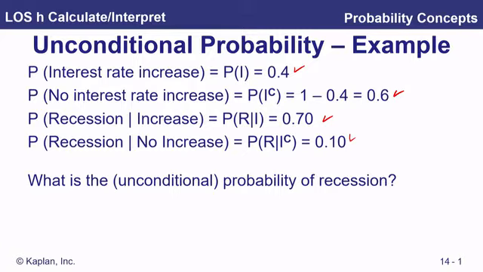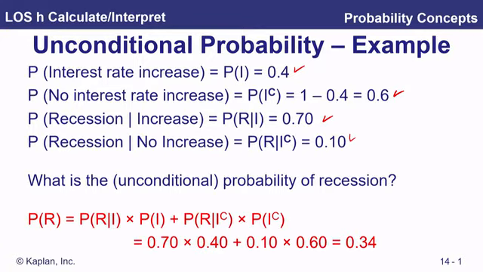And so if the question is, what's the unconditional probability of recession, we're just going to multiply these conditional probabilities times the probability that that second one will occur or not occur, adding those together, and we get 34%. So that's our unconditional probability. If we don't know anything about whether there's a rate increase or not, our expectation is that there's a 34% probability of a recession, the unconditional probability of recession.